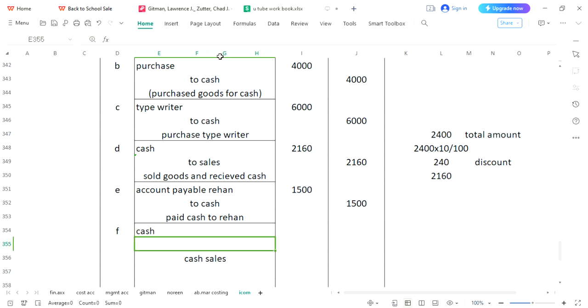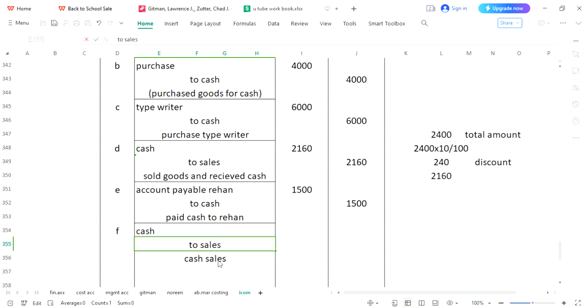When you have sold your goods and received cash, it means goods are going out, and you were supposed to write goods over here. As usual in accounting, we are not allowed to write goods over here. Instead of goods, we will write working. And what working are we doing? We are selling goods. So you will write sales over here.